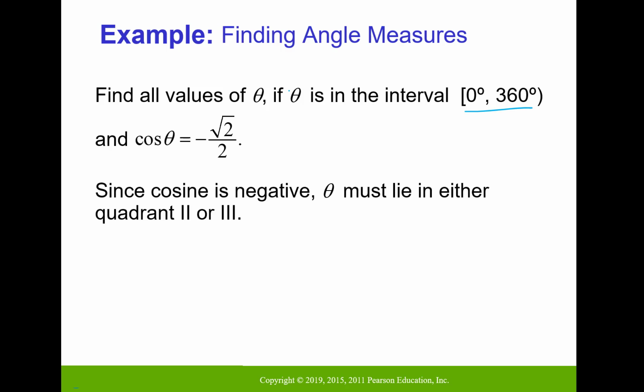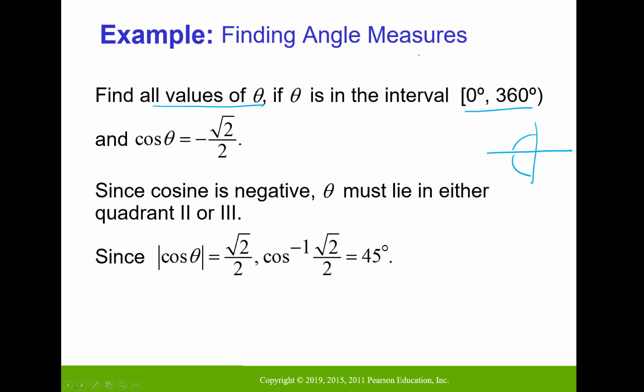If cosine is negative, then we're either in quadrants 2 or 3. That's going to help us narrow down our results. It could be both, since we're looking for any values of theta that give us this cosine value. If we just consider the positive, cosine theta equal to positive square root 2 over 2, that occurs in quadrant 1, at a reference angle of 45 degrees. So at 45 degrees, cosine is equal to square root 2 over 2.